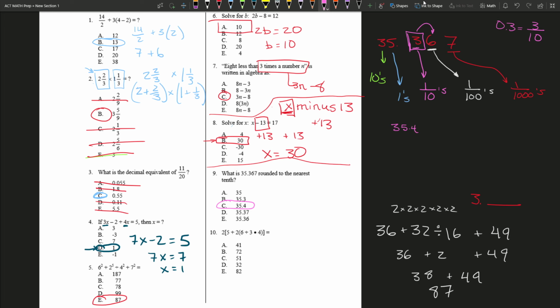Great. Okay, number 10. I'll do this one real quick. We have to simplify the inner parentheses first, and then work our way out, and we get 82. All right, so questions on those first 10.